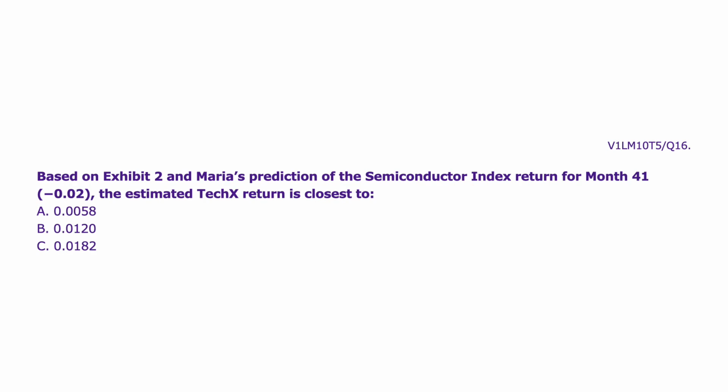Based on Exhibit 2 and Maria's prediction of the semiconductor index return for month 41, minus 0.02, the estimated TECH's return is closest to A, 0.0058, B, 0.0120, C, 0.0182.